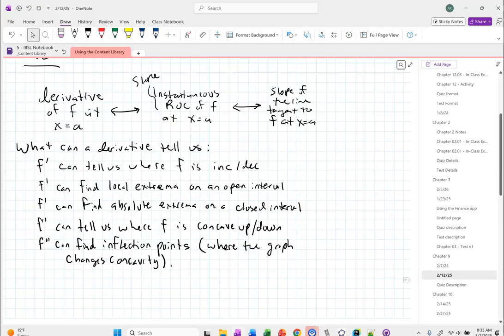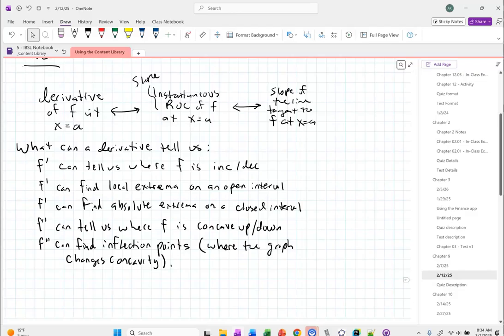So concave up would be that the rate of the rate is increasing, so the second derivative should be positive, and concave down would be the second derivative is negative.